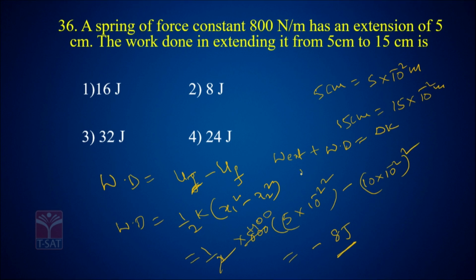Therefore, what happened? We want external work done. That is equal to minus WDS. Here minus WDS value already you know that minus 8. Minus into minus plus 8. Therefore, here second option, 8 joule is the correct answer. Therefore, work done formula 1 by 2 K into x1 square minus x2 square you apply.